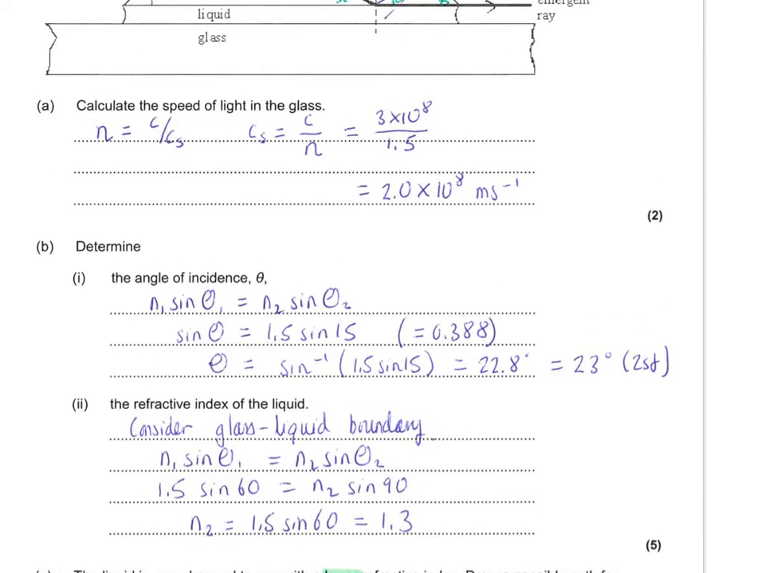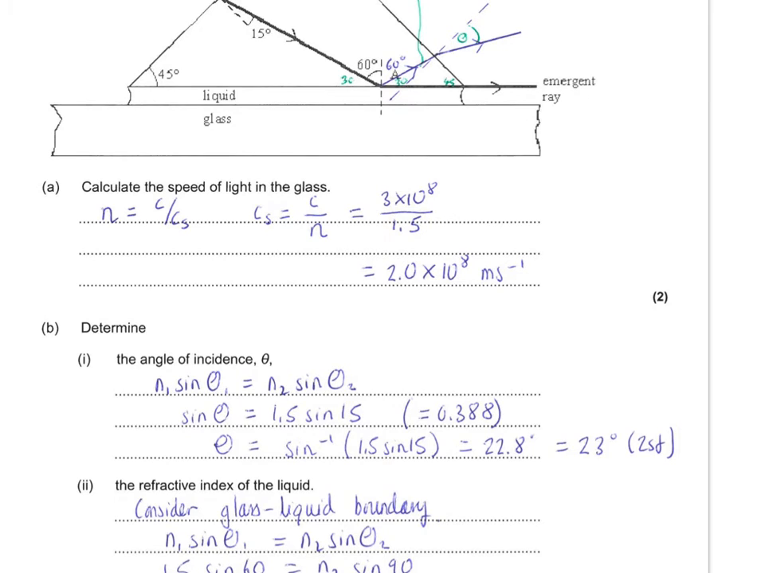Next, we are asked to find the refractive index of the liquid. So we are now considering the ray as it moves from the glass towards the liquid, and we can apply Snell's law across this boundary. We notice that the angle of incidence must equal the critical angle. This is because the ray has got an angle of refraction of 90 degrees and passes along the boundary between the two media.